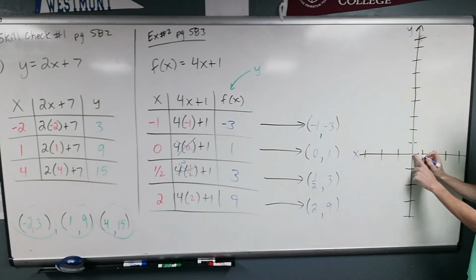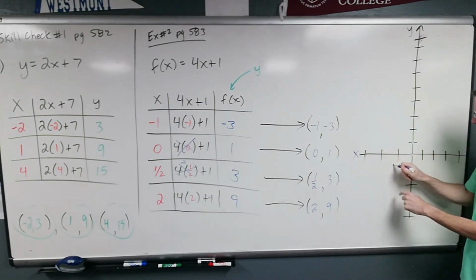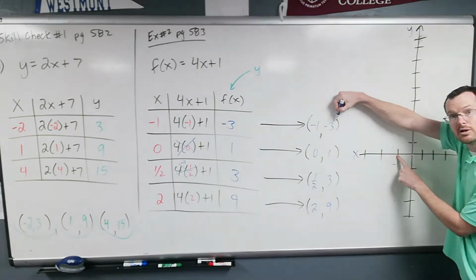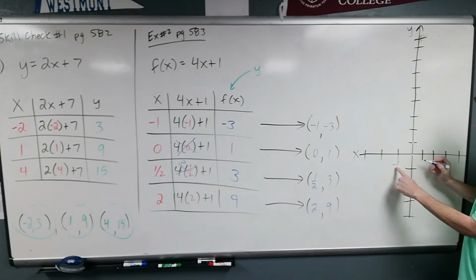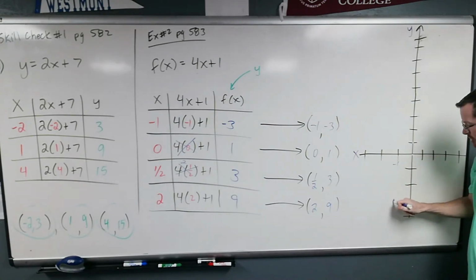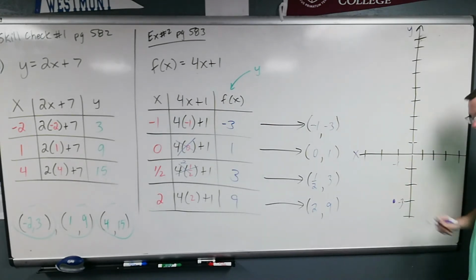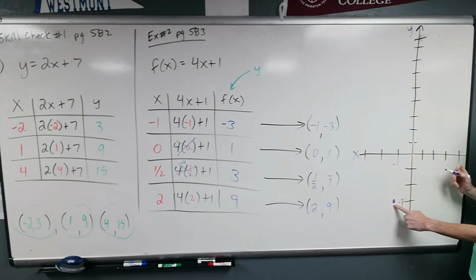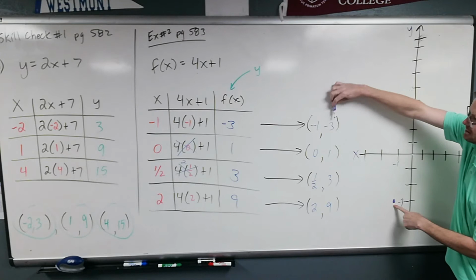So I'll start at the origin, go to the x-axis at negative 1. And then on the y-axis, I got to go to negative 3. So I go down 1, 2, 3, and put a big dot down here at negative 3. So I went over to the negative 1, down to the negative 3.